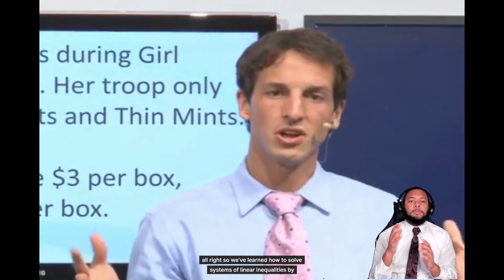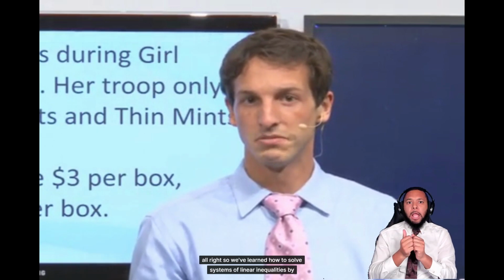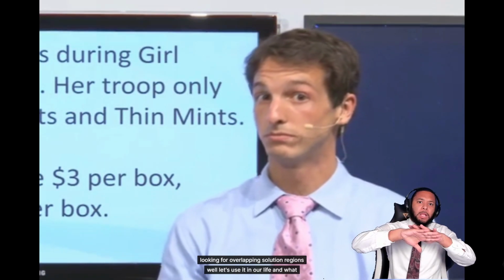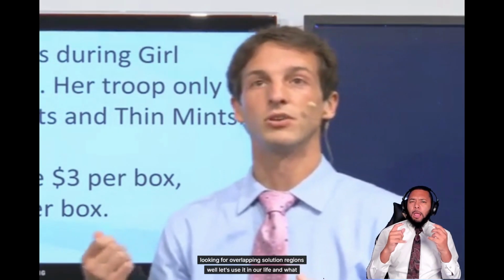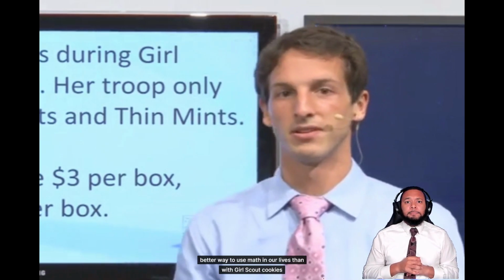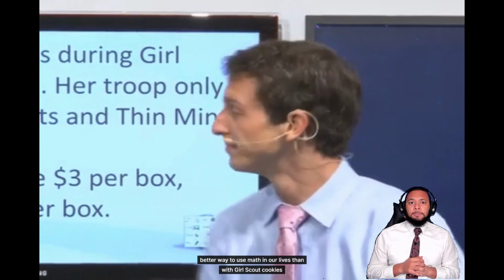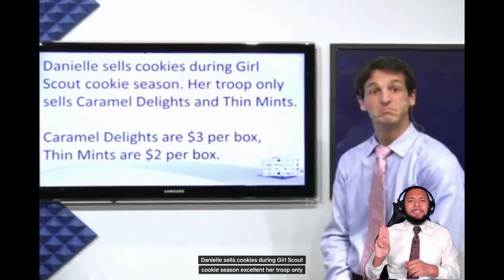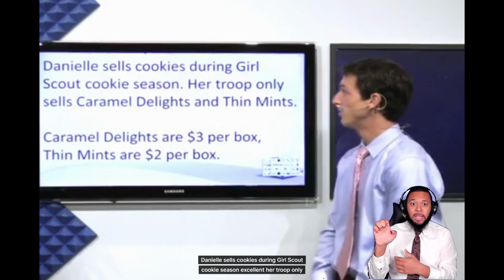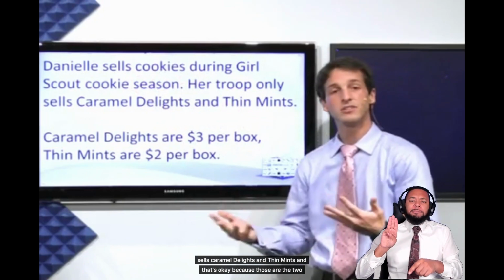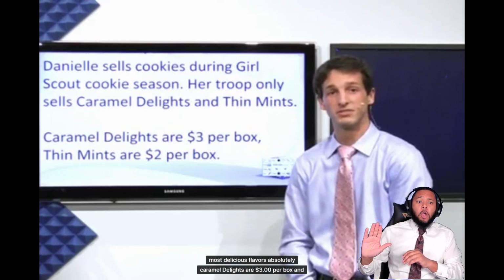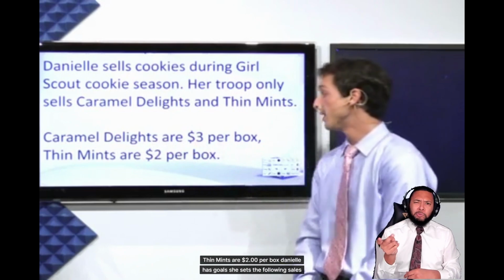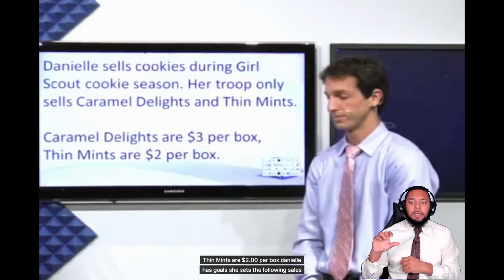So we've learned how to solve systems of linear inequalities by looking for overlapping solution regions. Well, let's use it in our life. And what better way to use math in our lives than with Girl Scout cookies? Danielle sells cookies during Girl Scout cookie season. Her troop only sells Caramel Delights and Thin Mints, and that's okay because those are the two most delicious flavors. Absolutely. Caramel Delights are $3 per box, and Thin Mints are $2 per box.